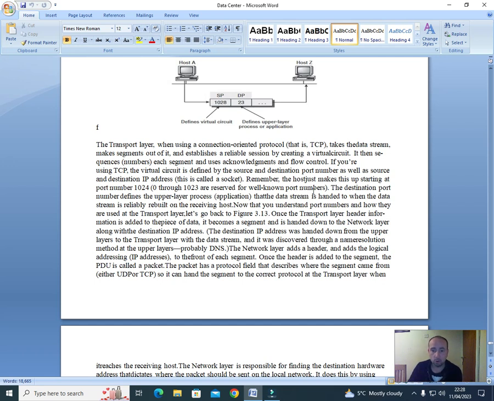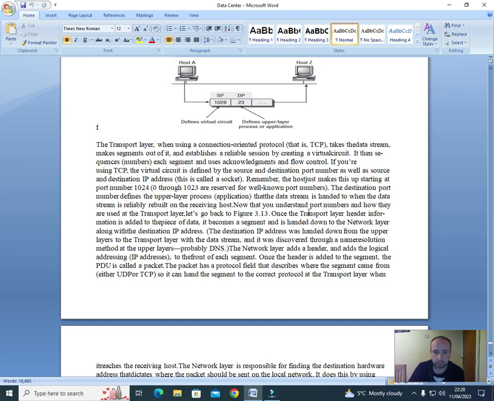Remember, the host just makes this up starting at port number 1024. 0 through 1023 are reserved for well-known port numbers. The destination port number defines the upper layer process or application that the data stream is handed to when the data stream is reliably rebuilt on the receiving host.